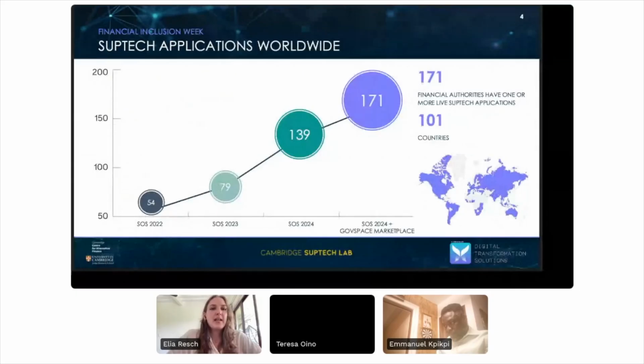On this slide, you'll see the growth of live SupTech applications around the world. Back in 2022, when we started this research, only about 54 authorities had at least one live application. But by 2024, just 2 years later, that number has jumped to 171 authorities across 101 countries, which means that SupTech is really moving from small pilots to widespread deployment. And what that means for financial inclusion is that many more supervisors now have practical tools in place to monitor access, to protect consumers, and to, of course, close gaps in the market.